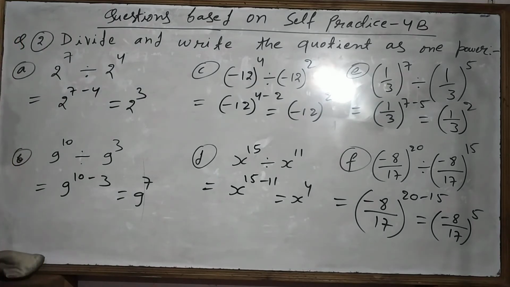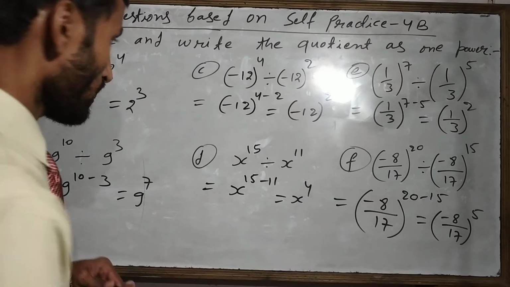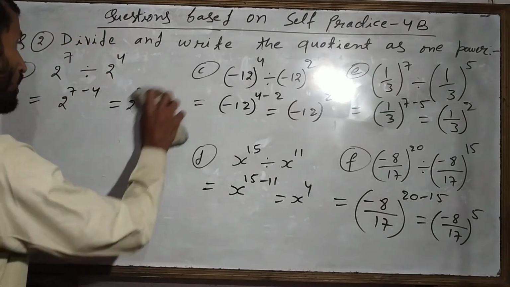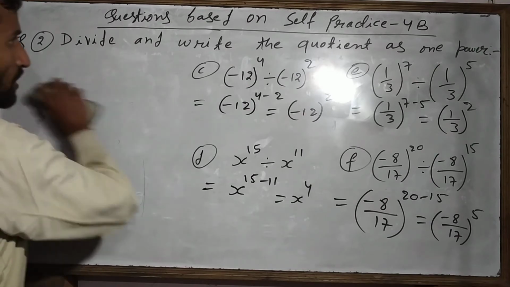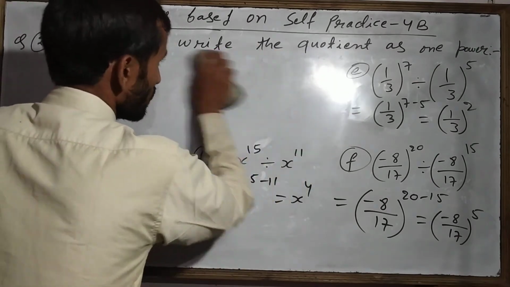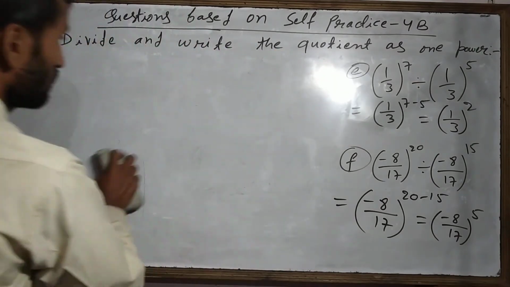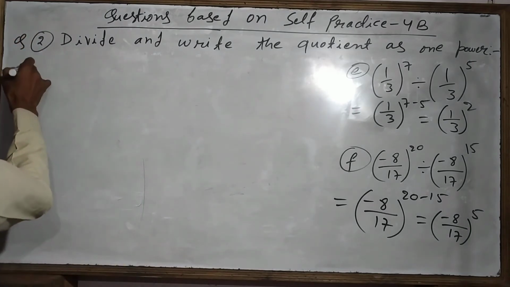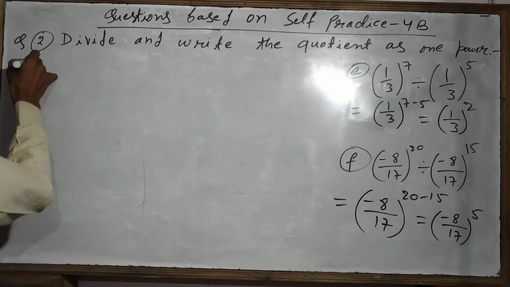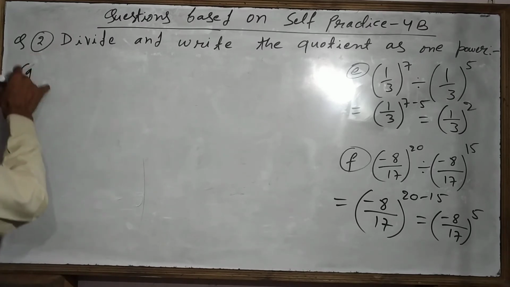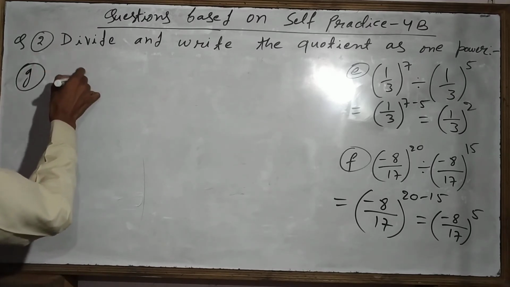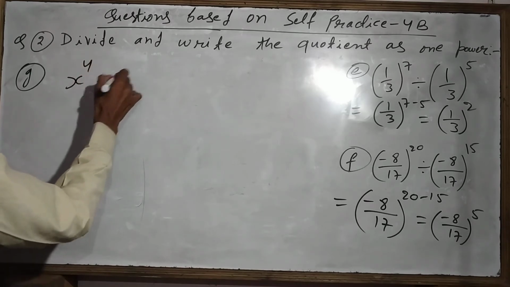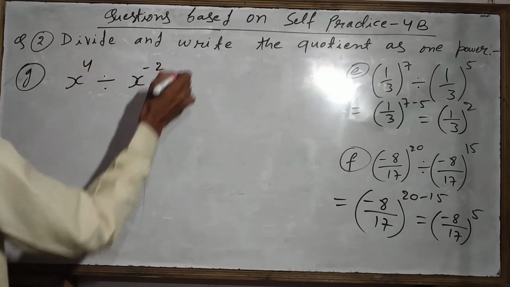Okay. Next one, we will take more examples based on this question. Some variables are given. If this type of question is given, what do we do in that case? Like this. In G part, x power 4 divided by x power minus 2, like this will come.